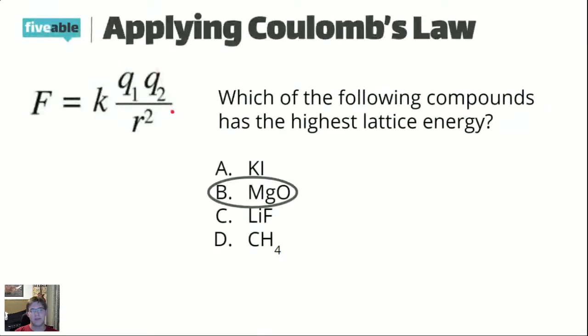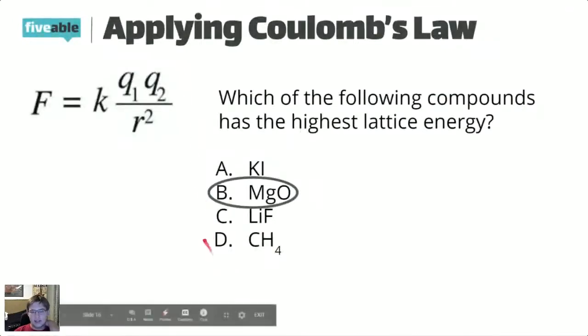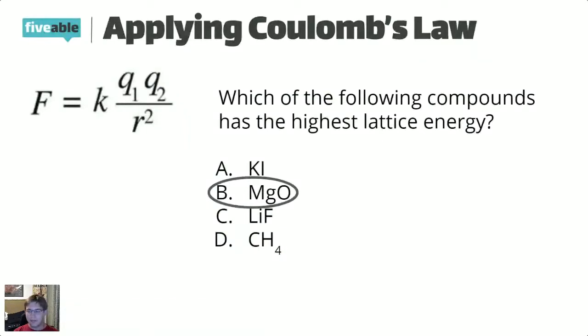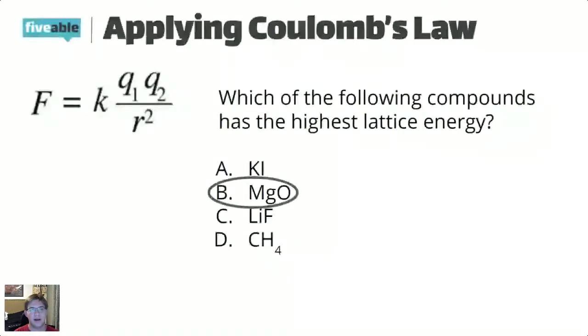The answer is B. I'm figuring the first thing you did, and if it's not, let me know, is that you knocked out D right away. CH4 is just not an ionic molecule, and so it won't have a lattice energy, period. So that one you can knock out right away. Now let's start looking at these three, and you really do want a periodic table to do this problem. I'm actually going to pull one up right now.